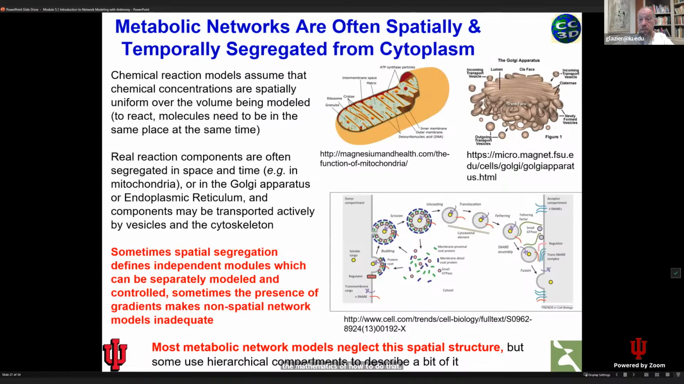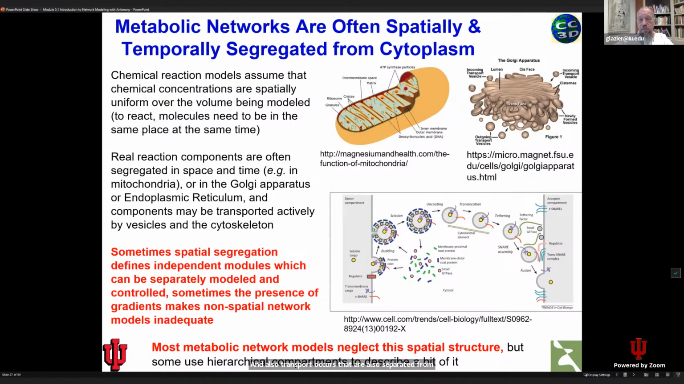Something that we're going to typically neglect, although Julio will talk about this, I hope, a little bit later in the class, is that chemical reactions within cells are often spatially and temporally separated from each other. In particular, the mitochondria are where most of metabolism occurs, and they're separated by multiple membranes from the cytoplasm of the cell. You have the Golgi apparatus, where a lot of post-translational modification occurs, and also transport occurs, that are also separated from the cytoplasm of the cell.